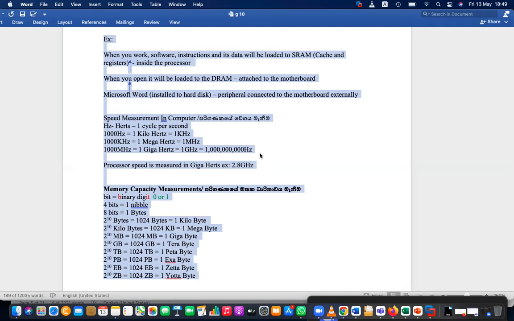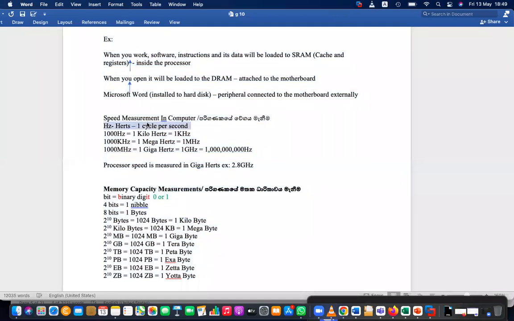So then we call it 1 cycle per second. If a repetitive task happens again and again, a cycle means the time taken for the same task to happen again. So that is a cycle. 1 hertz means one such cycle per second, so 1000 hertz means 1000 such cycles.